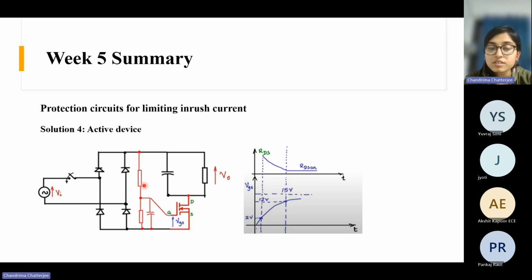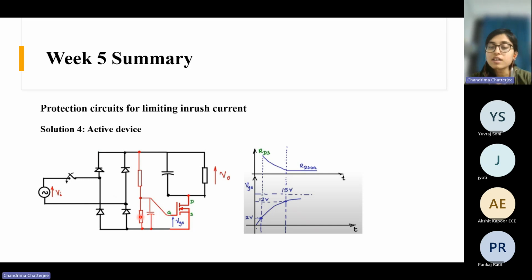So here you see that this rectified voltage has two resistors. This is a resistive divider circuit, and from this midpoint, the connection goes to the gate terminal of the MOSFET, and there is a capacitor in parallel with this resistor, right? So what is happening here?